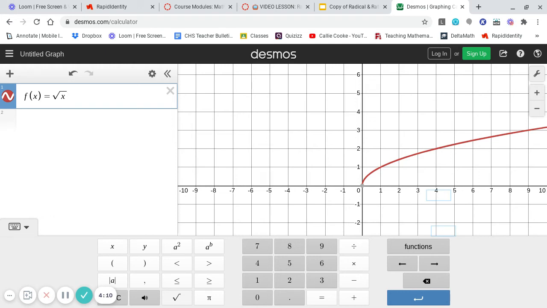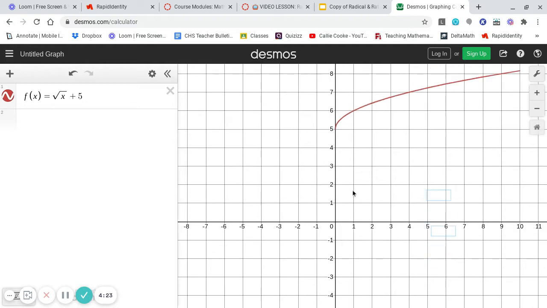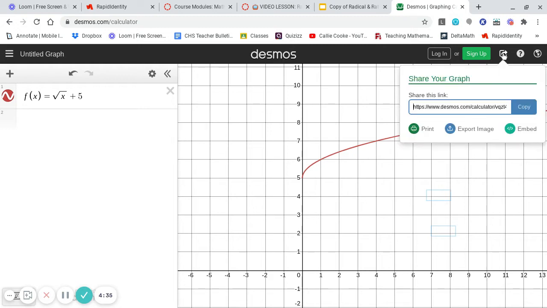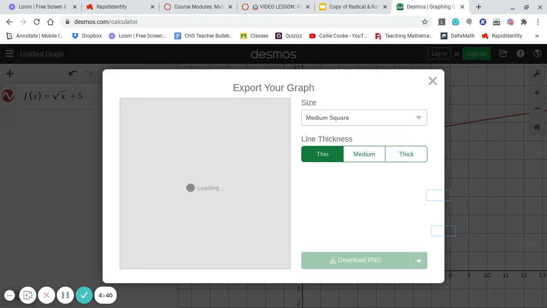And then you want to be very careful as you graph these, because here the plus 5 is not inside of the square root. So you want to make sure you hit your right arrow to say plus 5. And then we'll drag the graph where we can see it well. So there's 2 ways to put a picture in your Google Slides, or for your practice, it'll be a Google Doc. So we're going to click Share Graph, Export Image, and it's going to show you the image there once it loads.